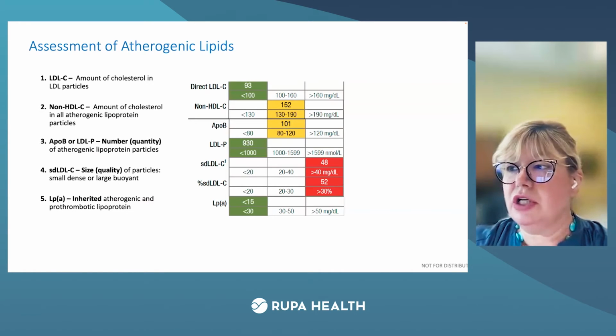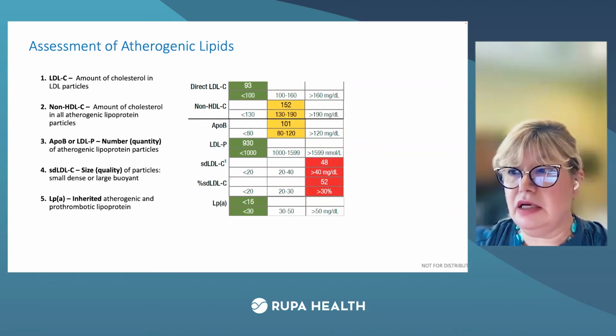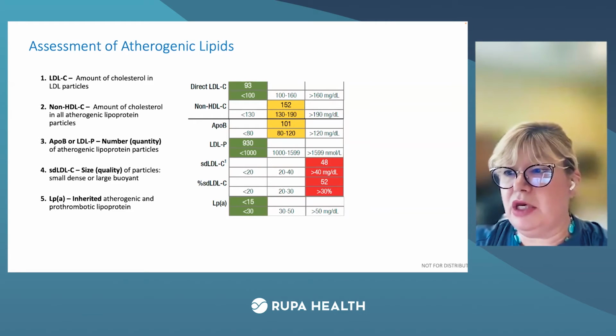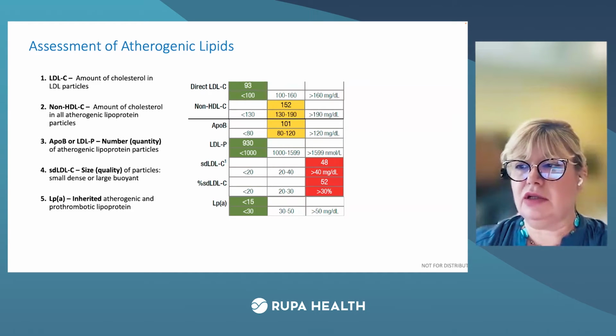So the assessment of atherogenic lipids in the year 2023 should include not just LDL-C, but also non-HDL-C cholesterol, which is the amount of cholesterol in all atherogenic lipid particles, as well as either ApoB or LDL particle number. And I personally would vote for ApoB always to be included because it shows us the quantity of atherogenic lipid particles, the atherogenic lipid particle burden, which is much more significant than just the measurement of cholesterol mass.